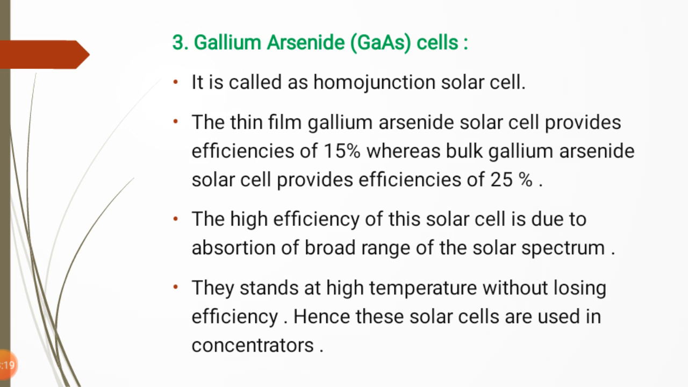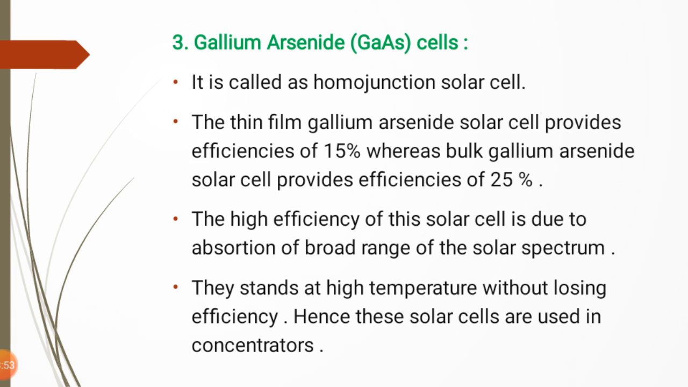They stand at high temperature without losing efficiency. That means they are able to bear high temperature, and due to high temperature we get the maximum intensity, and due to the maximum intensity we get the maximum current and electricity, without any loss of efficiency. So this is the advantage of the gallium arsenide solar cell.